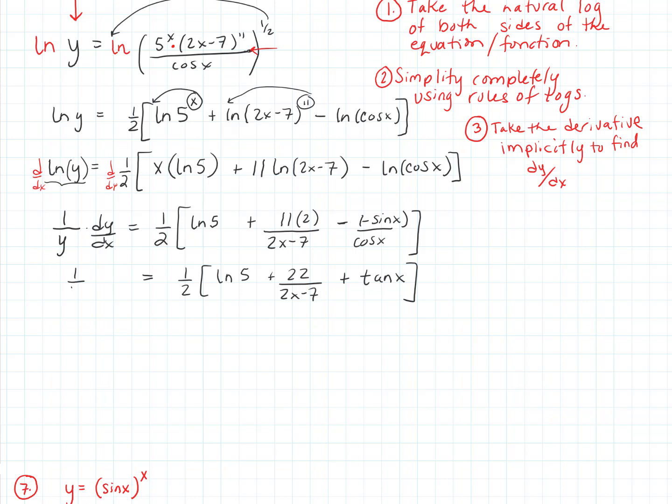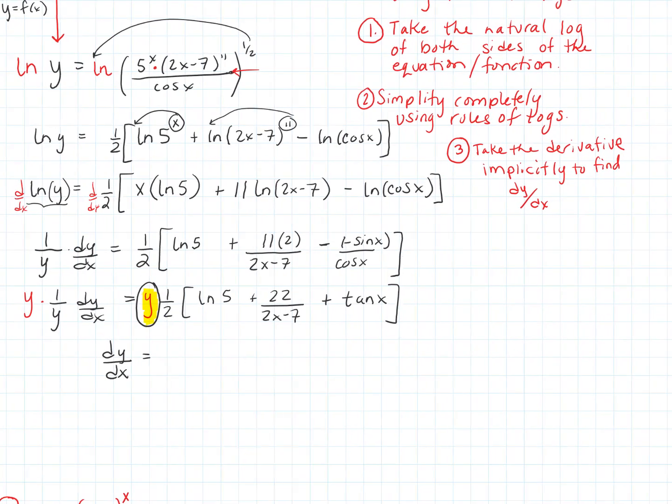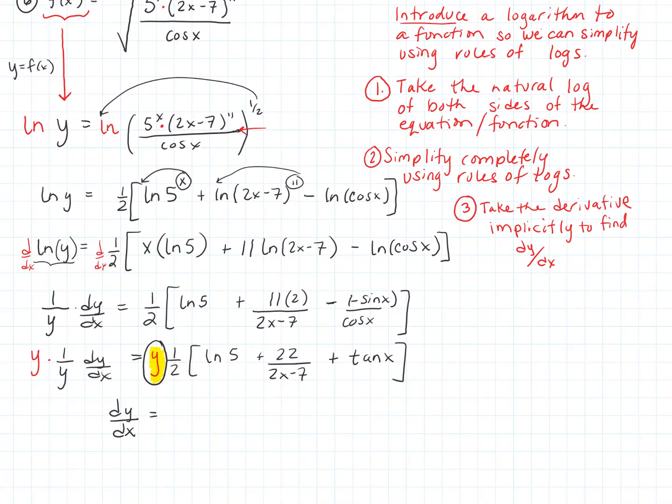Now over here we still have 1 over y dy dx. So we still have to solve for dy dx, but this is easy to solve for dy dx. I just have to multiply both sides by y. So I'll multiply both sides by y, and then I find that my derivative dy dx equals this right-hand side. But let's focus on that for a second. What is y? Well, I know what y is. y was what we started with, right? y was this whole thing. So I can just put that in.